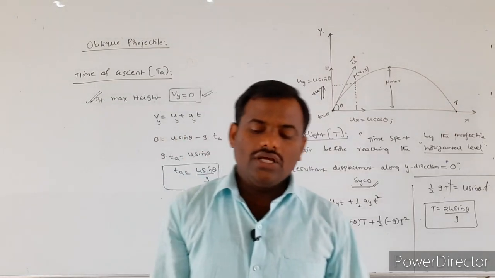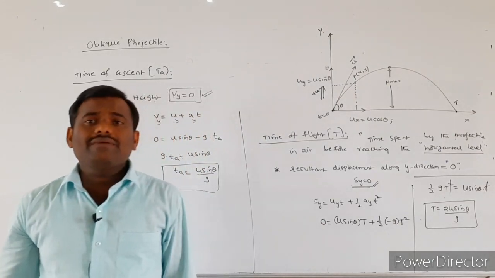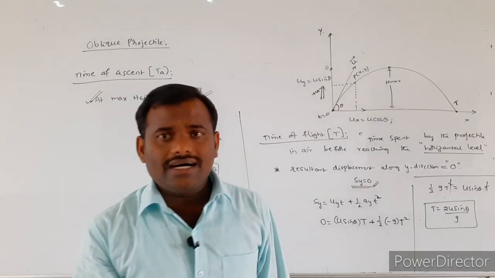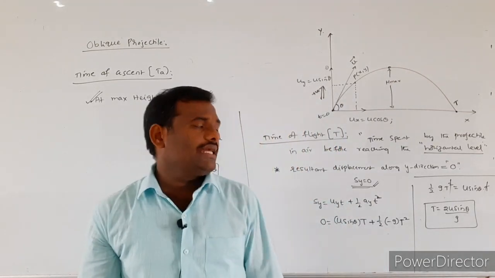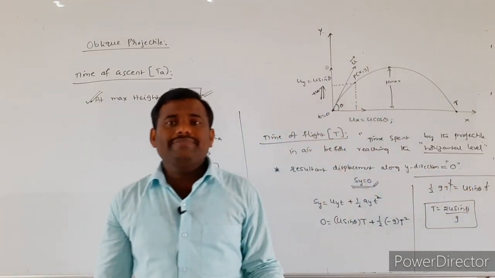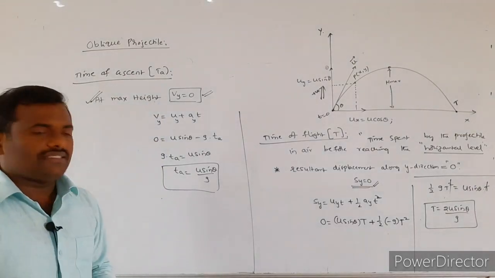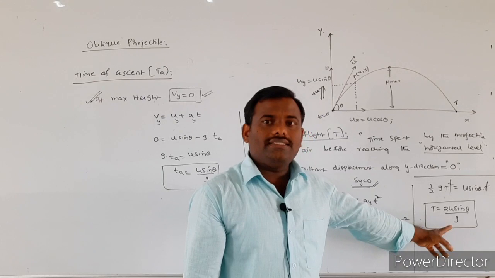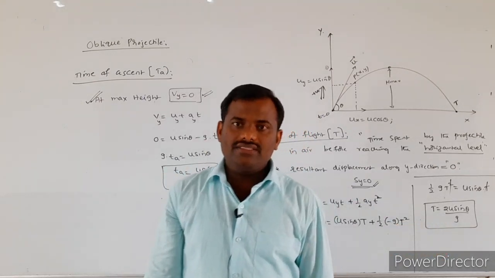So what is the definition of time of flight? The total time spent by the projectile in the air before it reaches the same horizontal level. Whenever it reaches the same horizontal level, the displacement along the y-axis is equal to 0. So the formula for the time of flight is T is equal to 2U sin theta by g.